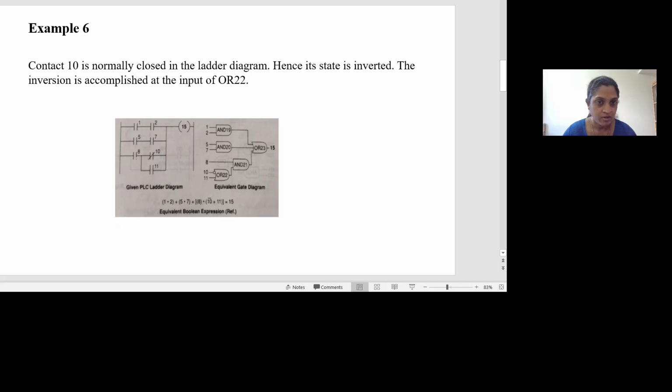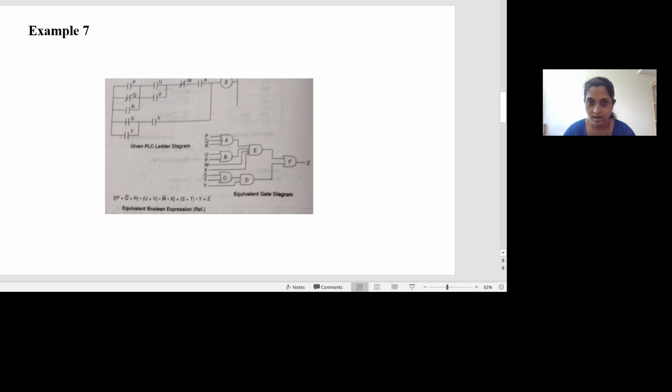Now we'll move on to the next example. Here, given a PLC ladder diagram, convert that into an equivalent gate diagram. Here I have taken the contacts. A ladder diagram is given to you, and convert that into a logic diagram. Here, one clue is that whenever you have contacts in parallel, replace them by an OR gate. Whenever the contacts are in series, replace those contacts by an AND gate.